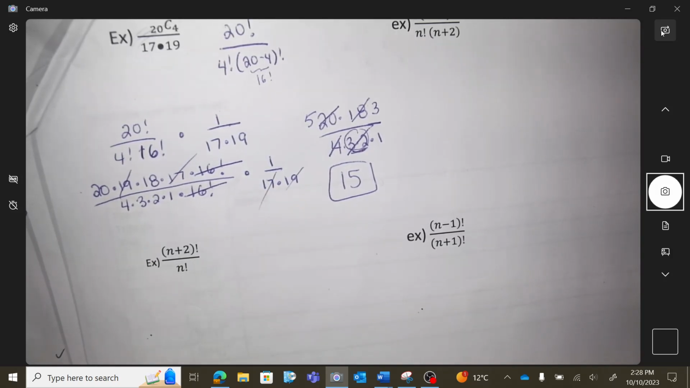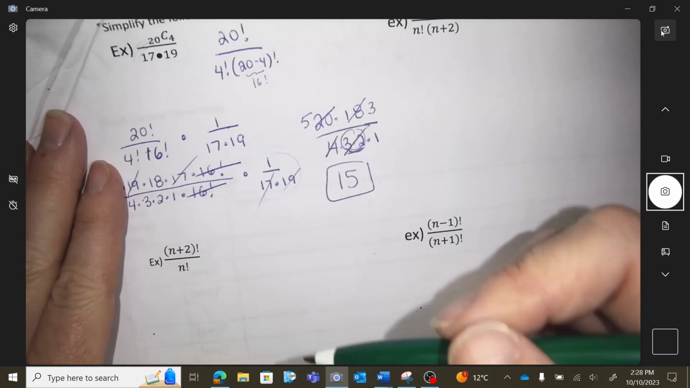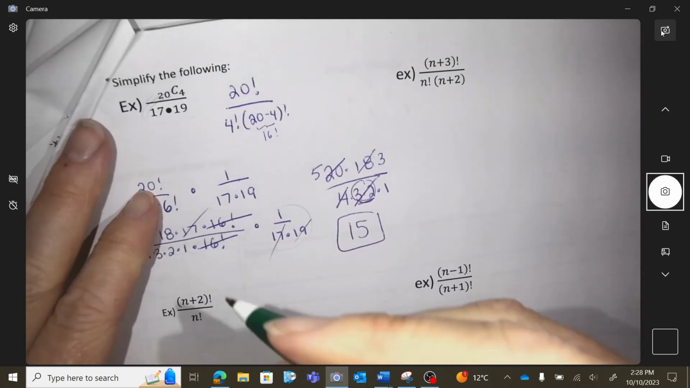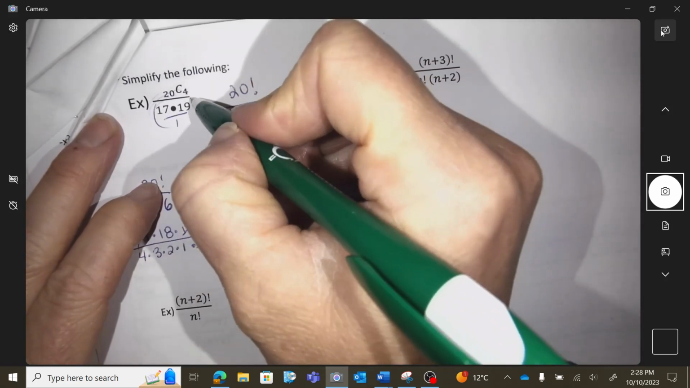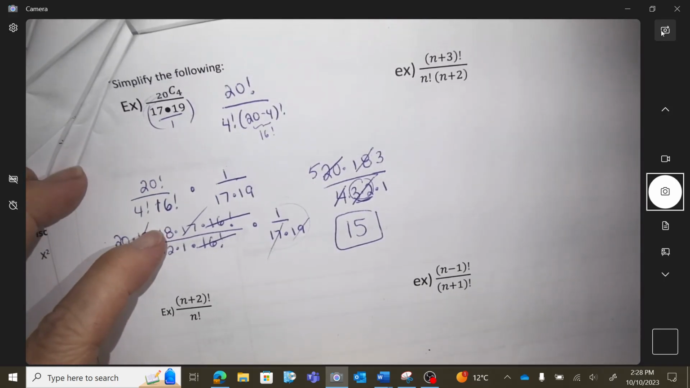Why is it 1 over 17 times 19 rather than 17 times 19? Why did I write that as a fraction? Because it really is like that in the original question. Do you see it like that?